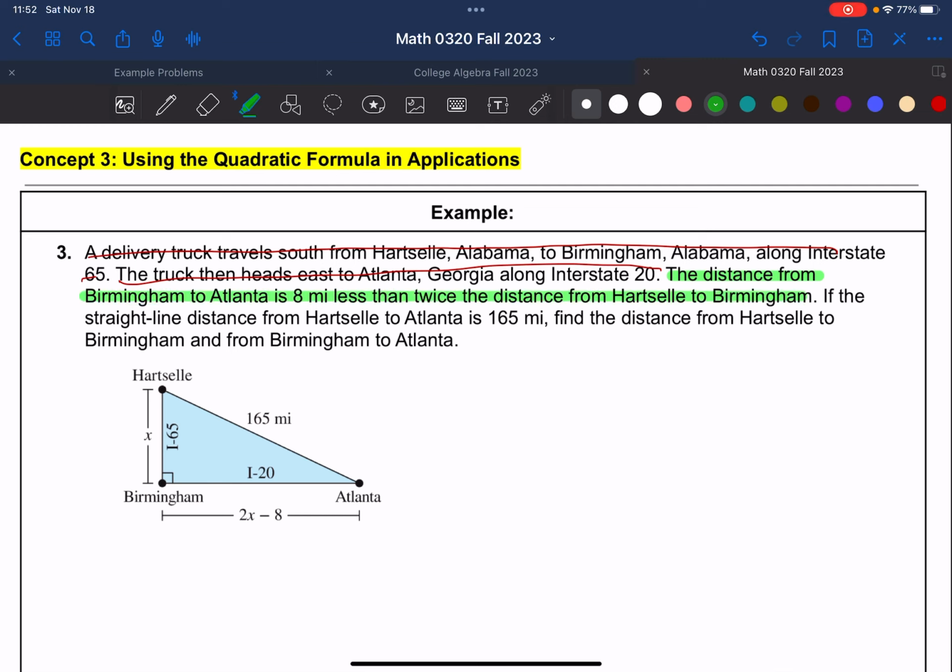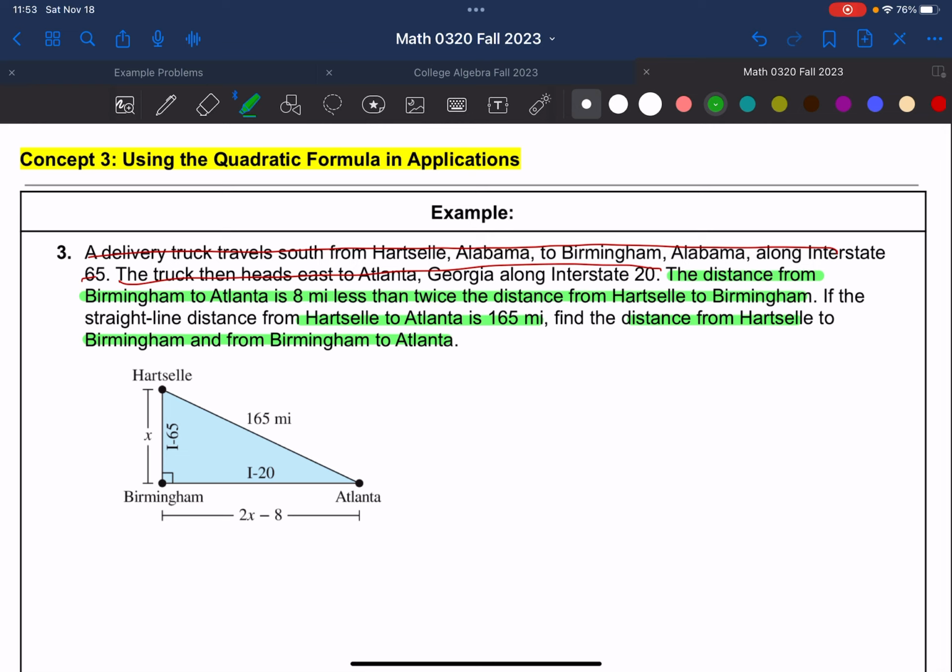If the straight line distance from Hartselle to Atlanta is 165 miles, find the distance from Hartselle to Birmingham and from Birmingham to Atlanta. All of that is great information. And if they did not give us a diagram, we would have to interpret that information and create our own diagram. But they gave us the diagram for us. So there's no need to interpret that information. They have already set up this chart that shows the distance from each city that this delivery truck is traveling.